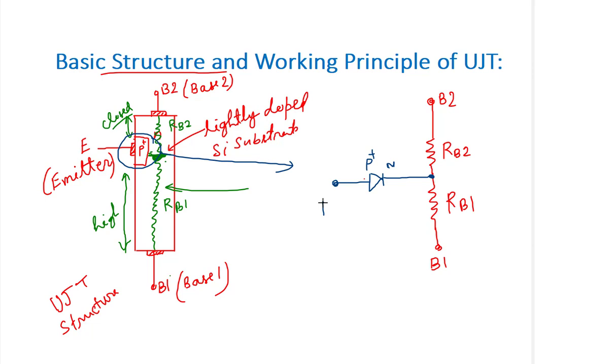This region is the emitter, E, and this RB1 is the variable resistance. This shows the variable resistance, the changeable resistance. Why do you change this resistance? We will discuss it in the working principle.